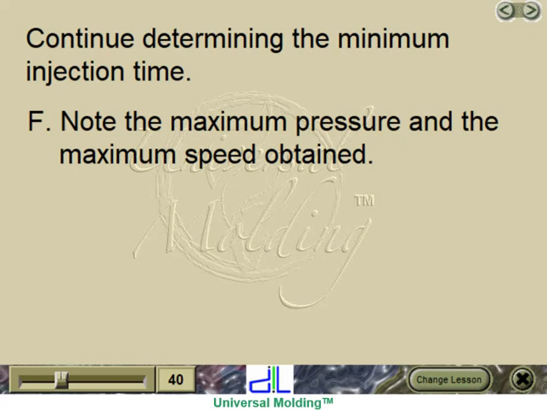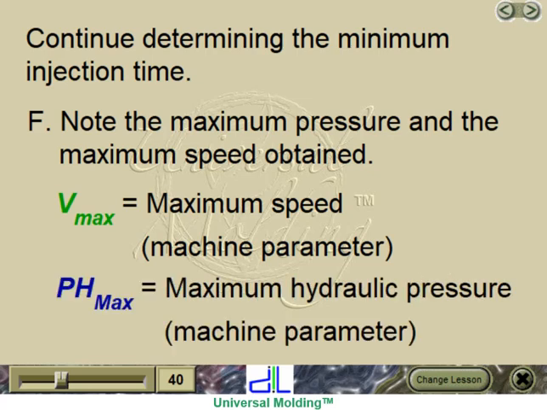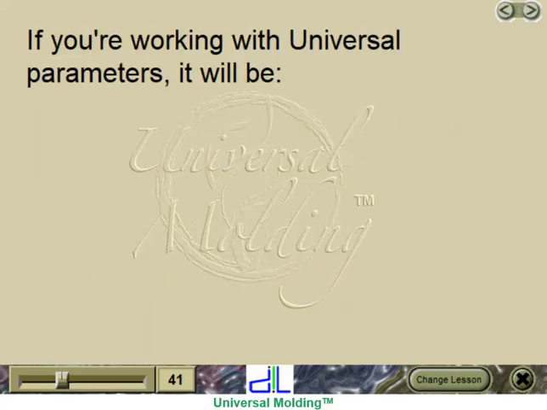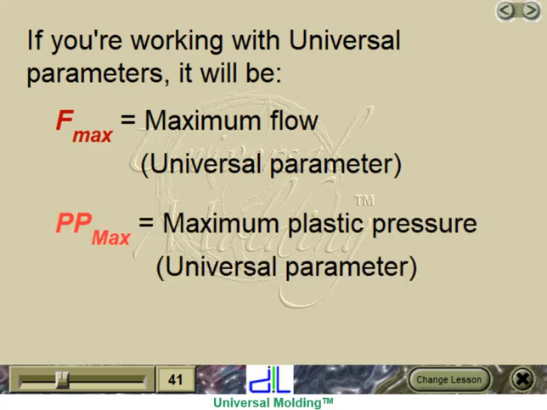F. Note the maximum pressure and the maximum speed obtained. Vmax equals maximum speed, a machine parameter. pH max equals maximum hydraulic pressure, a machine parameter. If you're working with universal parameters, it will be F max equals maximum flow, PP max equals maximum plastic pressure.